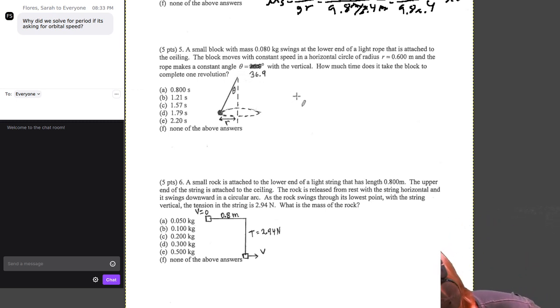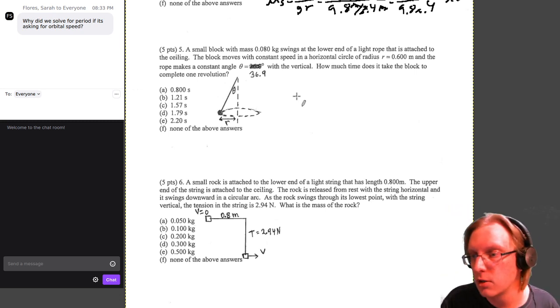It was, I don't know what that was. Looks like about 26 degrees previously. Whatever. With the vertical, how much time does it take for the block to complete one revolution?